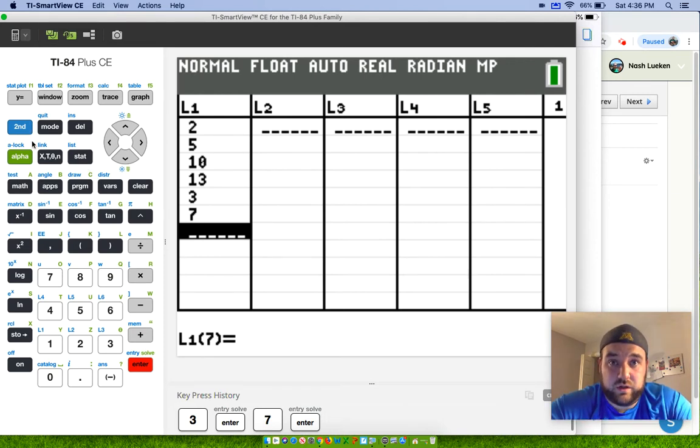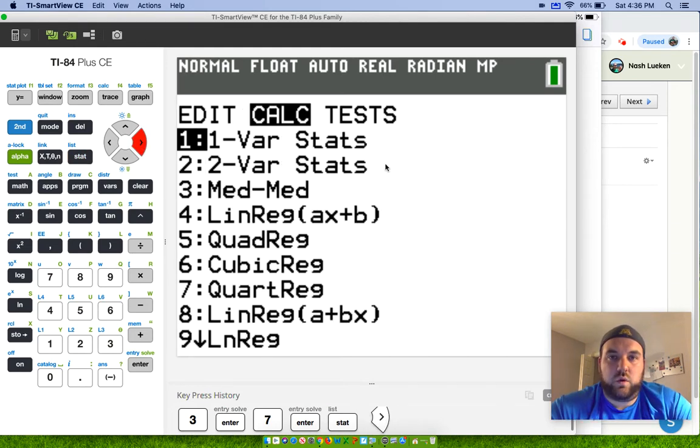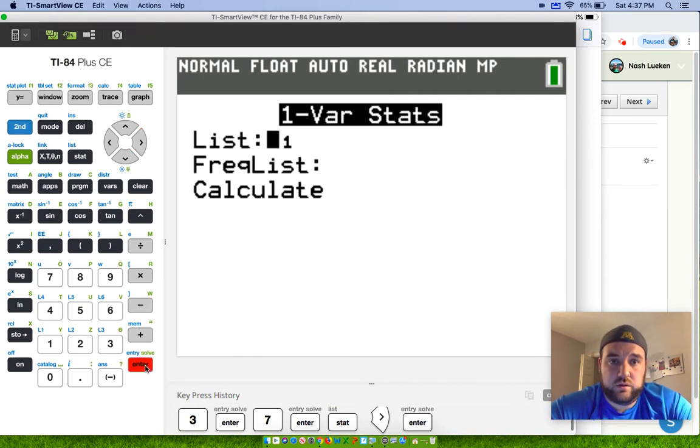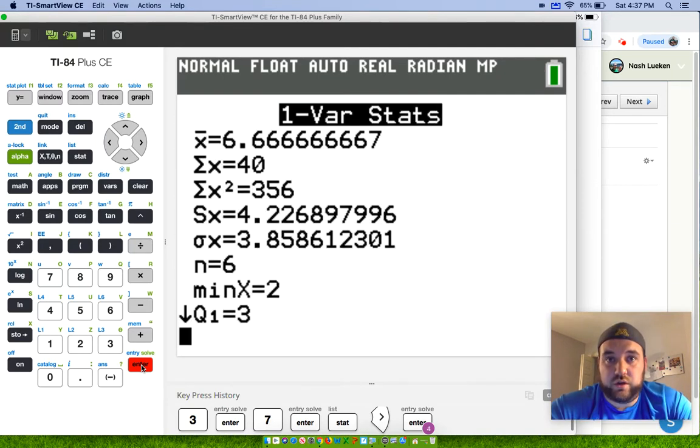Now that I have that entered in, I'm going to hit the stat button again. I don't need to edit because I already got that. The sort A and D, or ascending and descending, you could have the calculator sort it for you from least to greatest. I don't really care about that. We're going to go over to calc. Since we're only comparing one value, that's this first menu, 1-Var Stats, which means single variable statistics. So I'm just going to hit enter. I have list 1. I didn't have a frequency list, so I can just hit enter through this. You're basically just going to spam enter until you get a bunch of information on your screen like this.